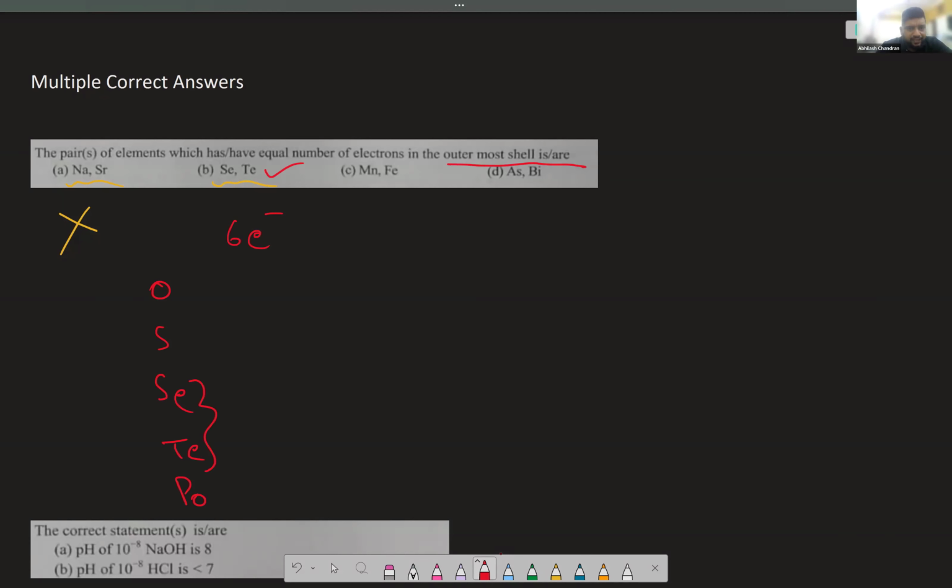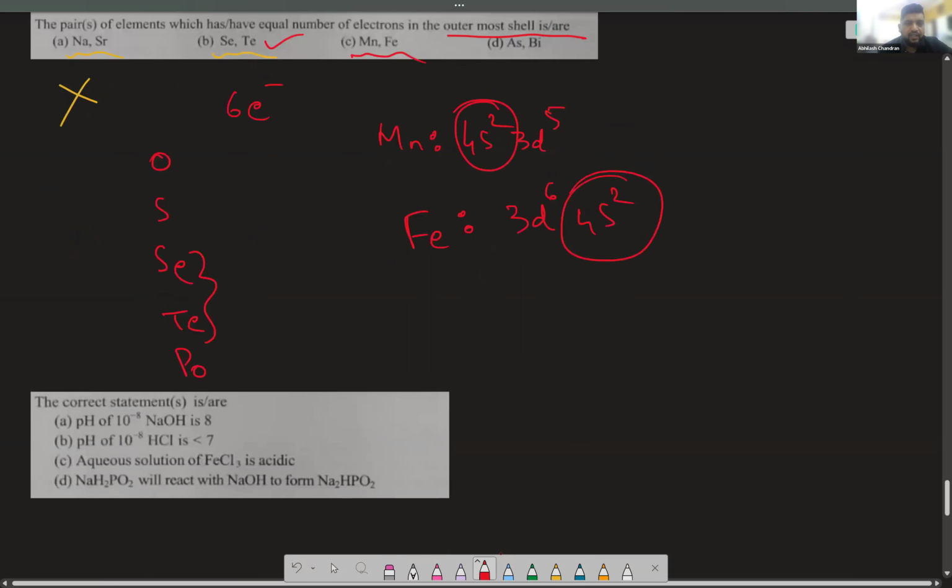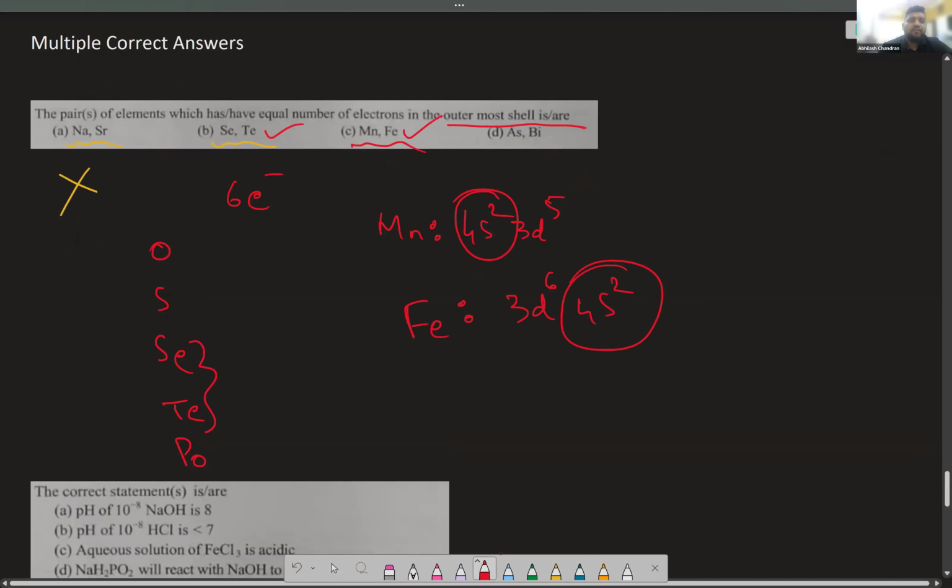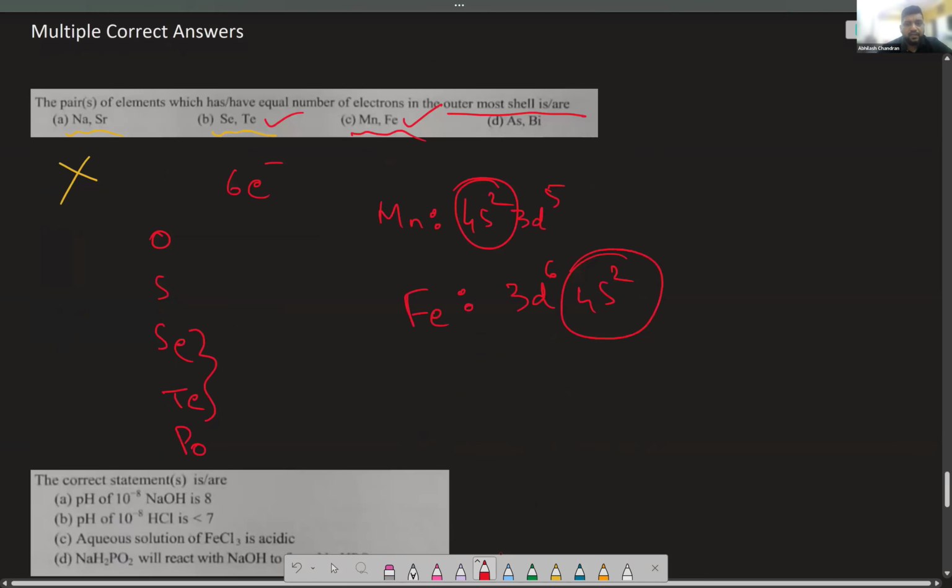Oh, okay. So in that case, even Mn and Fe is going to work. Manganese is atomic number 25. So in manganese, what you get is your 4s2 3d5. Of course, 3d5 is an inner electron. So as far as the outermost shell is concerned, that is your fourth shell that has two electrons. Iron is atomic number 26, and what you get is 3d6 4s2. But yeah, you can see the outermost shell, the fourth shell, is having two electrons even here. So even this is a correct answer. We had a multiple correct answer question, right?